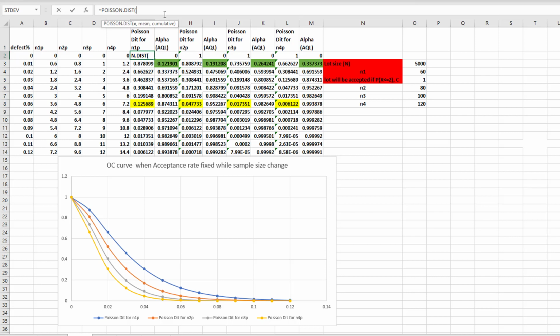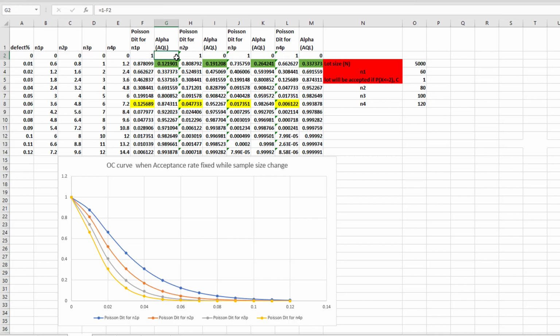You need to write Poisson distribution. Then in the Poisson distribution, for the acceptance number we want to use 1. You need to freeze this because we don't want to change it. Then the second is the mean, so we want to use N1P, where N1 is 60 times the defective probability. And for the last argument, we want to calculate the cumulative probability. When you drag it down, you will calculate this one. Basically, how you calculate the AQL risk is equal to 1 minus the accepted probability.